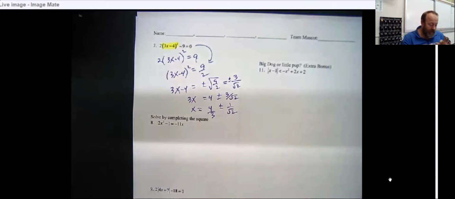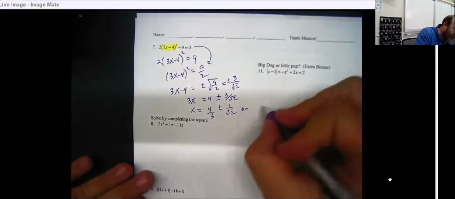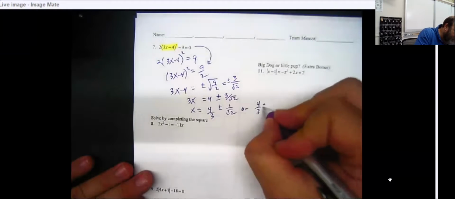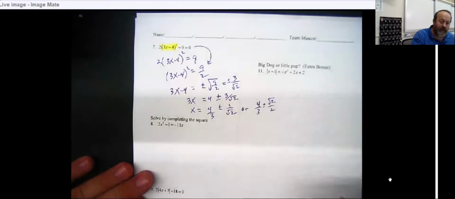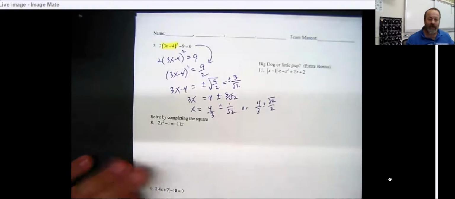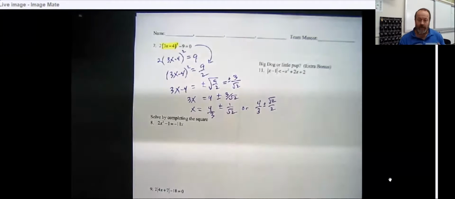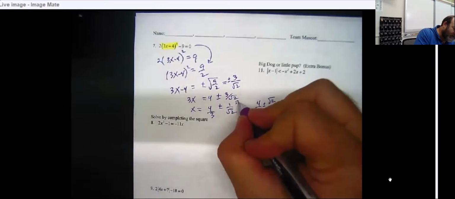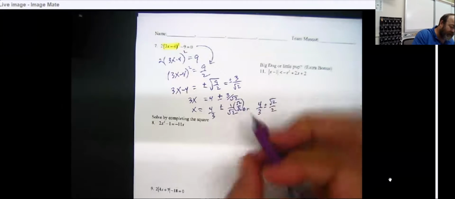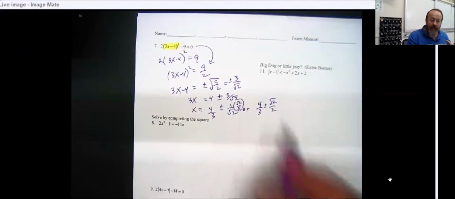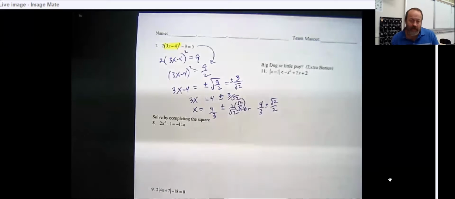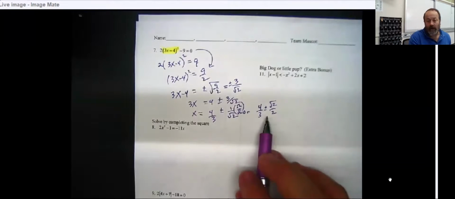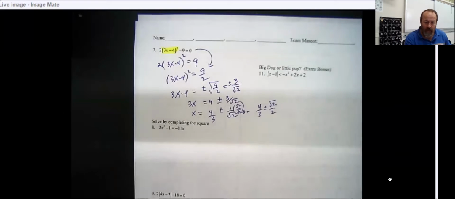There's a slightly better answer, which is 4/3 plus or minus root 2 over 2, because there's an agreement in math not to ever leave a radical in the denominator of a fraction. So right here, if you chose to multiply the top and bottom by root 2, that cleans it up. We call that rationalizing the denominator. And this right here is the best answer that we can get.